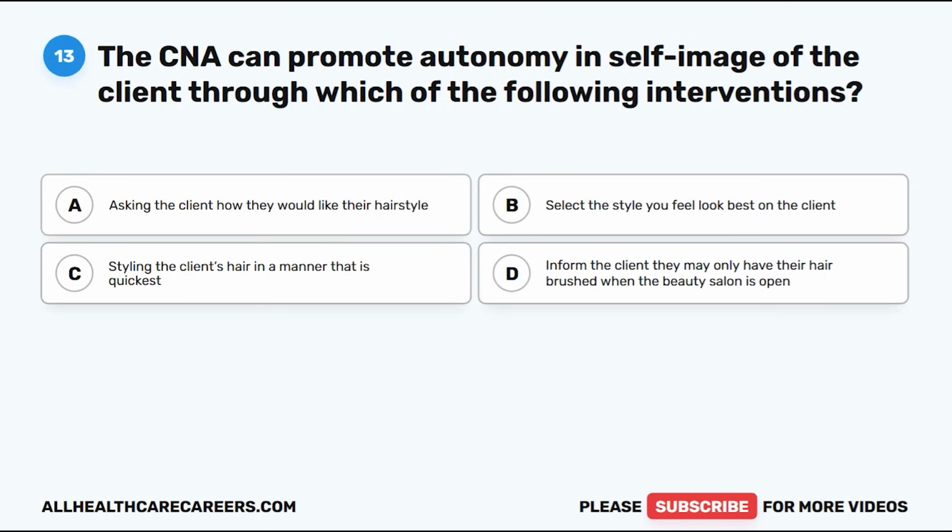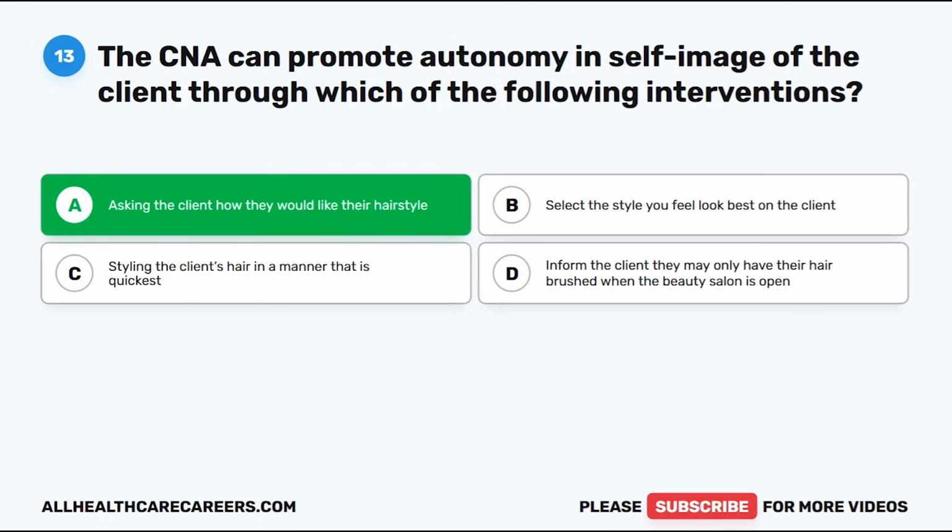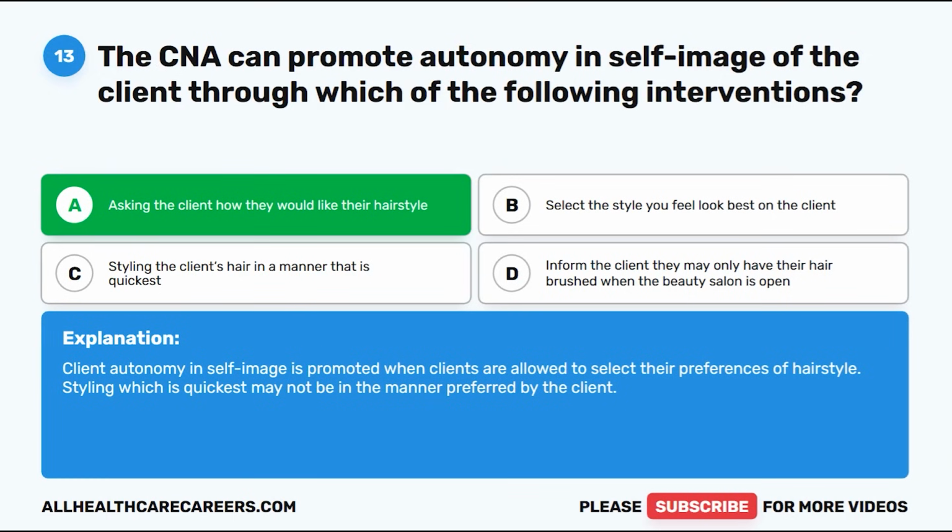The correct answer is A. Asking the client how they would like their hairstyle. Client autonomy and self-image is promoted when clients are allowed to select their preferences of hairstyle. Styling which is quickest may not be in the manner preferred by the client.